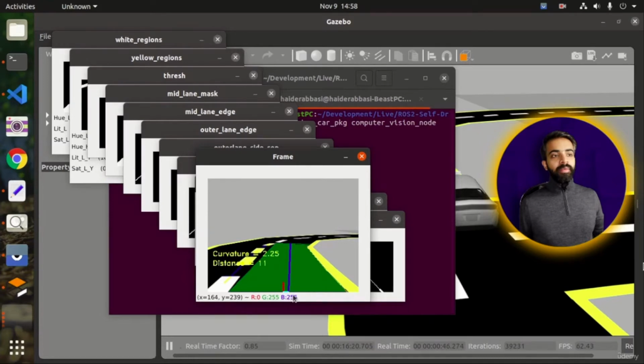This is the first error value, and this is in values of pixels, that is 11. Because the lane trajectory is on the right hand side, it has a positive of 11 pixels. And for the curvature, what we have is simply displaying the angle the lane trajectory is making from the vertical. At the moment, it's only 2.5 degrees towards the right. And this is positive because it's turning positively towards the right.